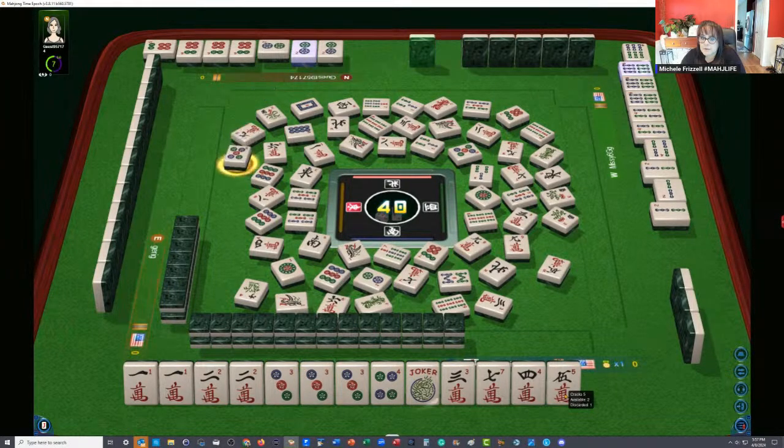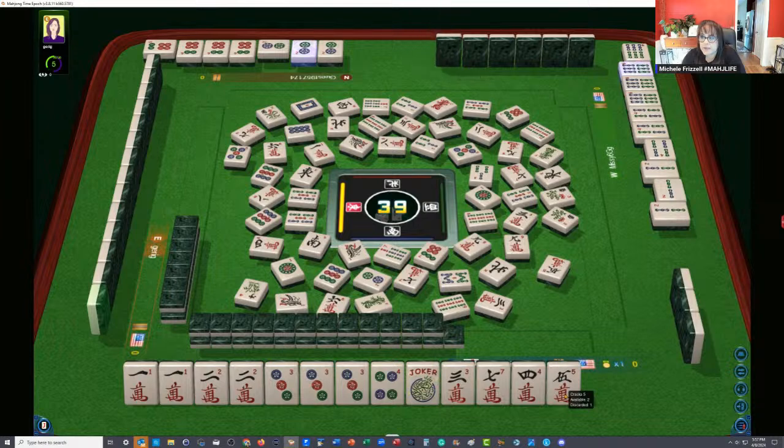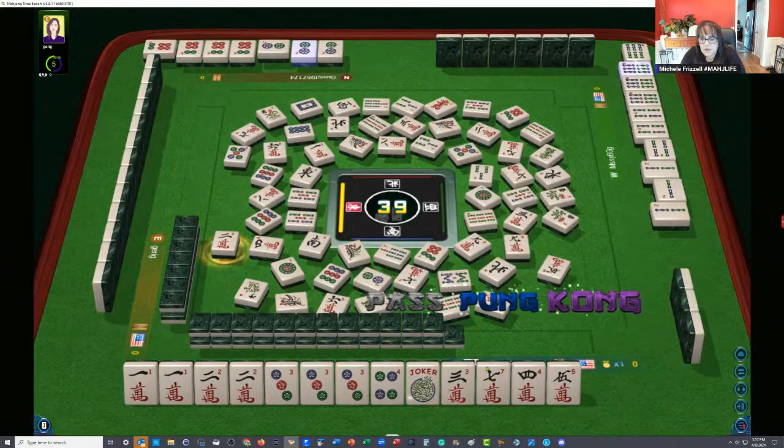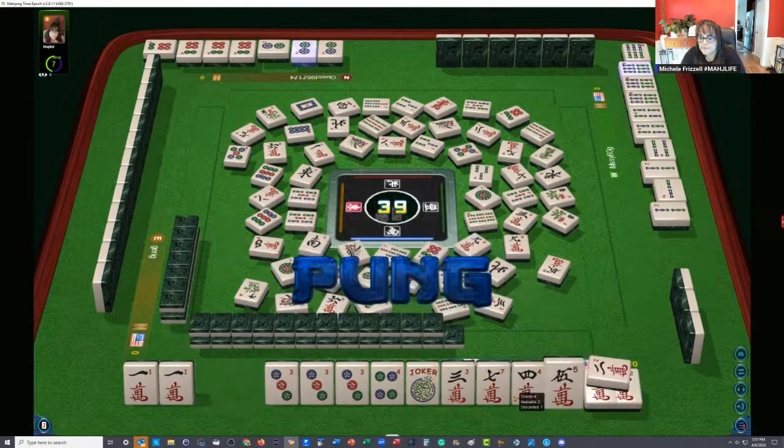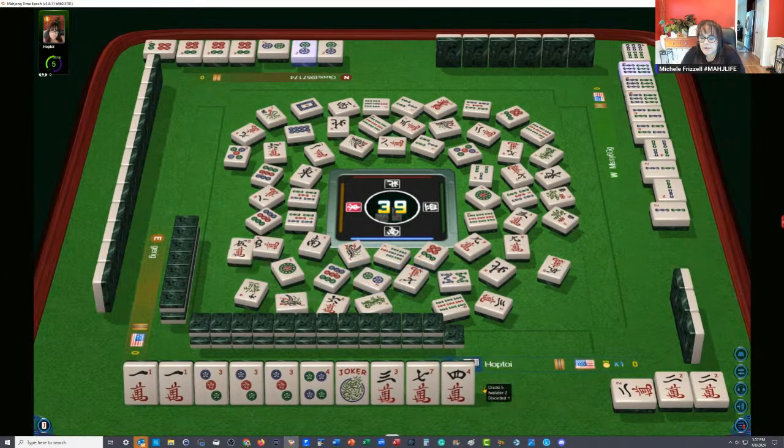And 5 dots, they have potential for a pure hand, so we don't want to take that joker. 2 characters. Well, that's a pung for us. Pung. Okay, now let's let the 5 crack go. So 5, we're going in the characters.